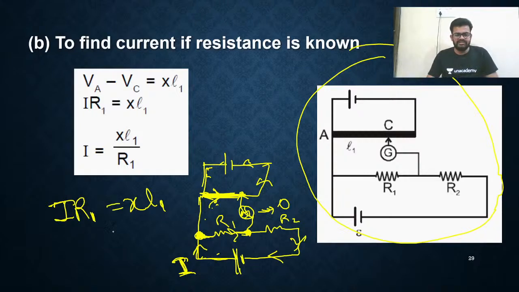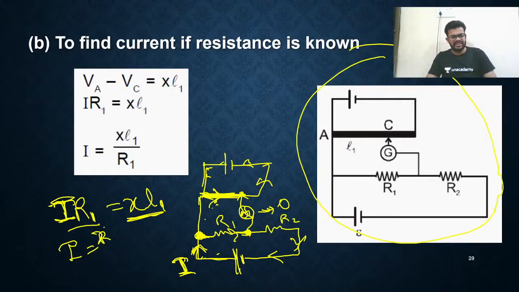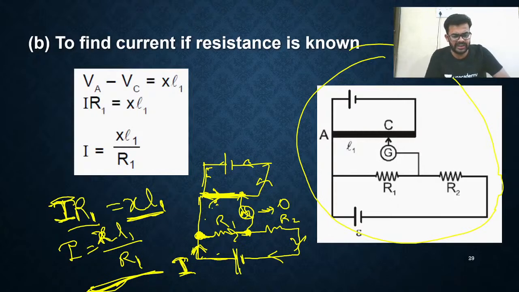So now what can we do, my dear? I R1 is equal to X L1. This you got it. Now the second relation. You can find the value of current here in the lower circuit. This current will be there only for the lower circuit. So you will get the current in the lower circuit. I is equal to X L1 upon R1. Okay, right? Because you know the value of R1, so you'll get the current here. You got the current, my dear.